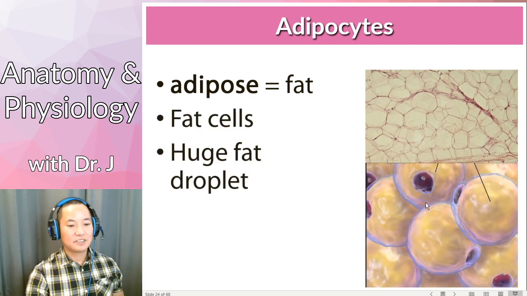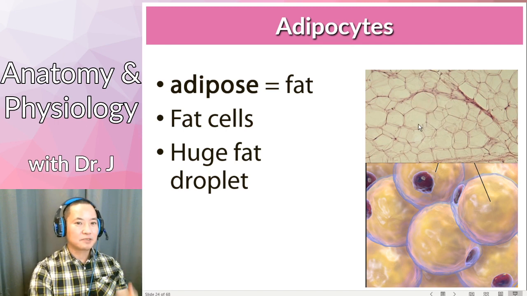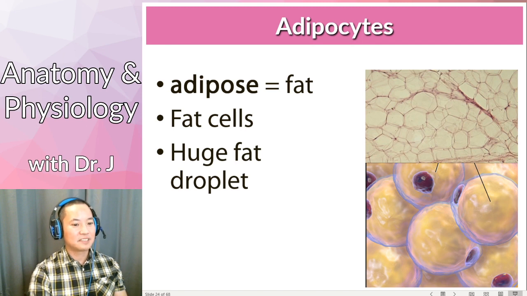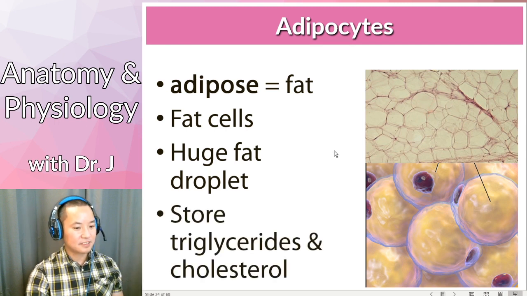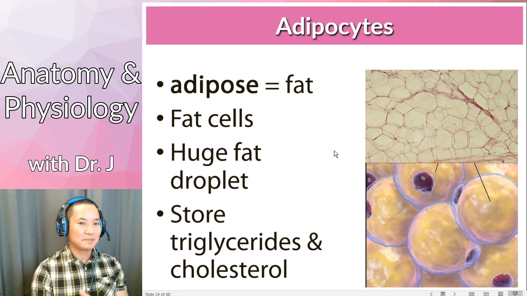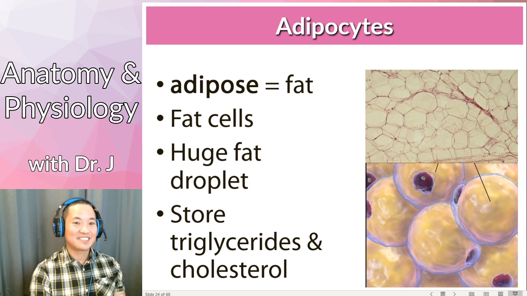Now, what you have here is a huge fat droplet, and this is like a cartoon of that. What you're actually seeing here is not empty space. When you make a microscope slide of adipose tissue, when you embed it in paraffin and make all the slices and stain it, the fat actually washes away. This is why it looks like a bunch of gaps when you look at it under a microscope. So the things that they store are lipids and fats, right? So triglycerides and cholesterol, the ones we learned about in the biochemistry part of our lectures.